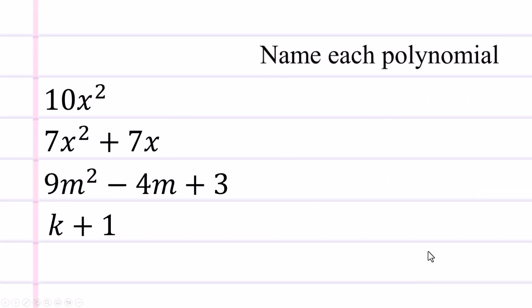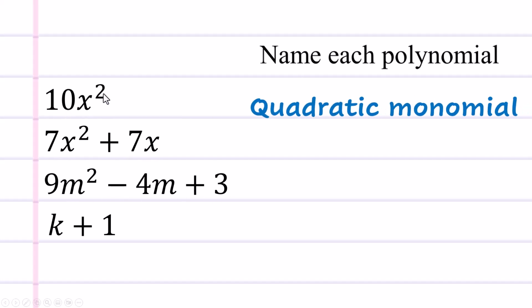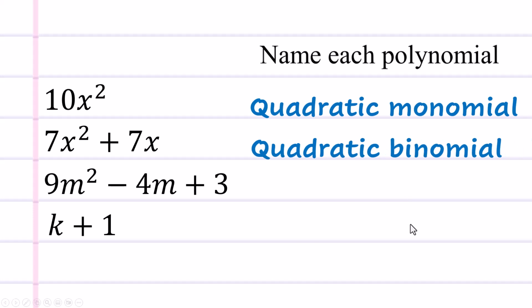Let's practice some. Name each polynomial. You may not understand exactly what I mean by that. Let me show you. So we're looking at this term. It doesn't have a string of things added or subtracted. So this is a monomial and it is of degree 2. So we're going to call that a quadratic monomial. This polynomial, the highest degree is also 2. So it's quadratic, but it has 2 terms. So this would be a quadratic binomial.